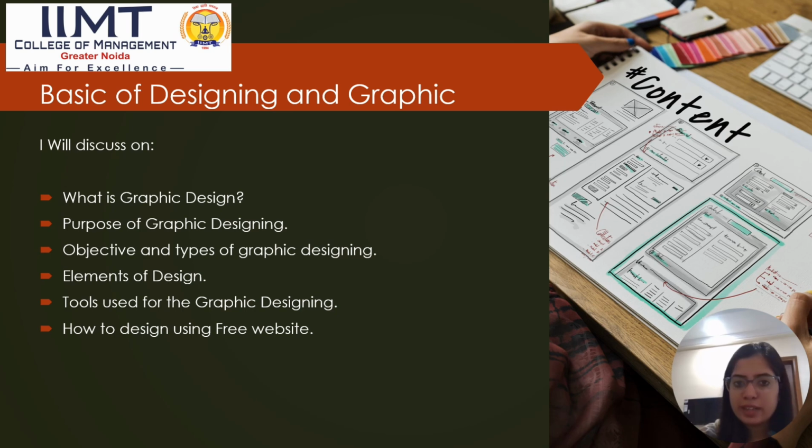So for the understanding of graphic designing, I will discuss various topics like what is graphic designing, purpose of graphic designing, objective and its types, and elements of graphic designing, and tools used for graphic designing basically in the media organization, and how to design a user-friendly website.